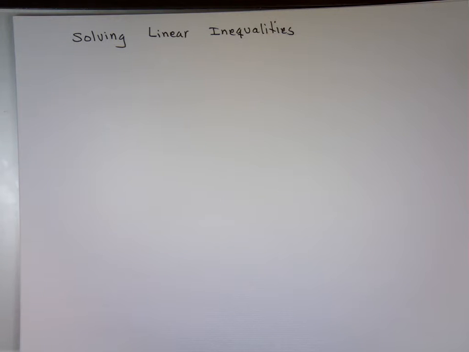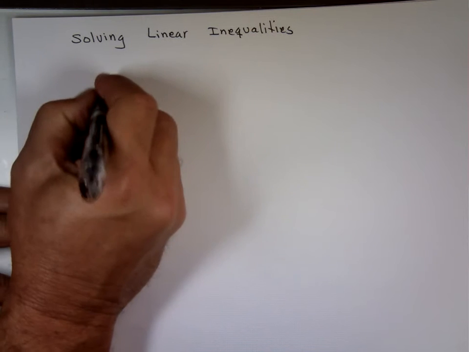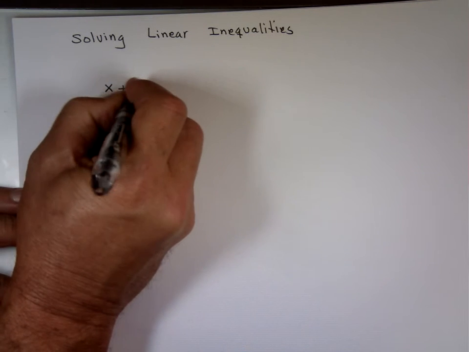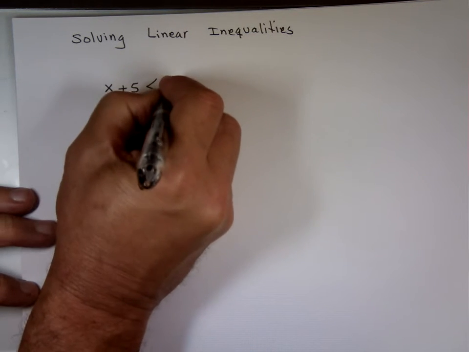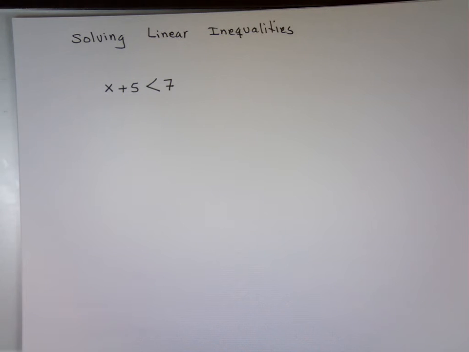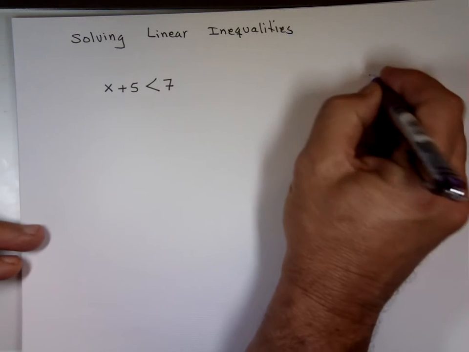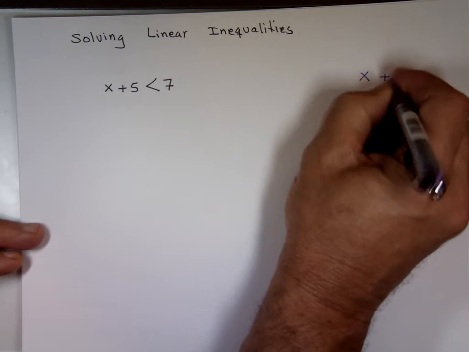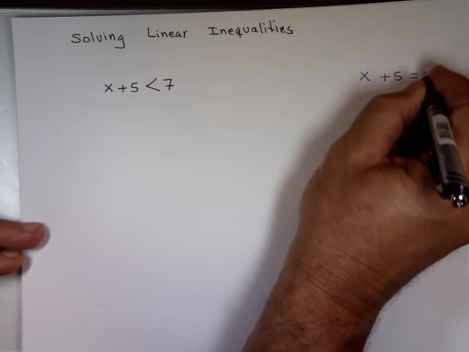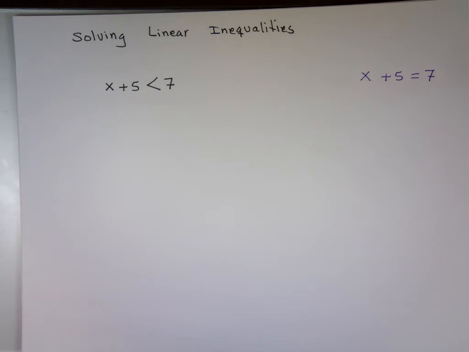Let's say you were asked to solve x plus 5 less than 7. You know what? Let me leave this one for a second. Let me change the question. If I have x plus 5 equals, not less than, equals 7, how would you solve that?